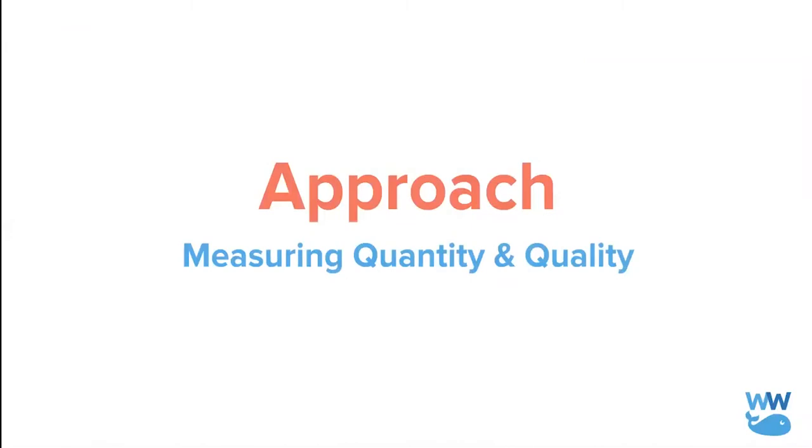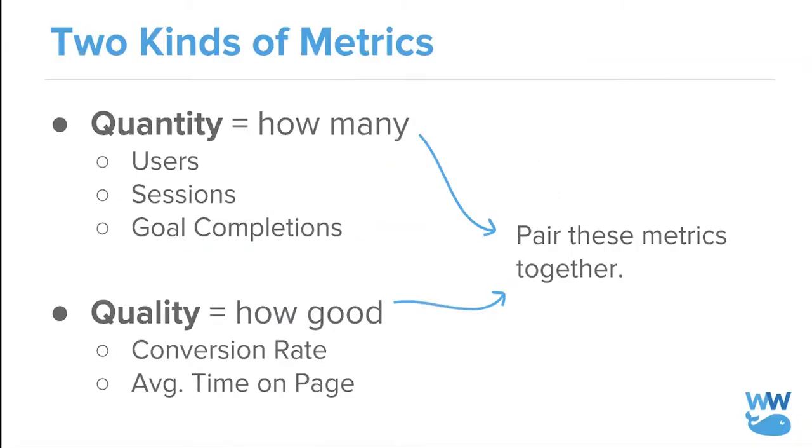Great. So the Whole Whale approach, we like to take into consideration metrics that measure both quantity and quality. So the how many and the how good, and making sure that we pair both types of metrics in any kind of reporting we do. So an insight that you draw from any kind of data analysis should include both an exact number of how many people are performing a certain action and how good that action or that level of engagement was on the site.